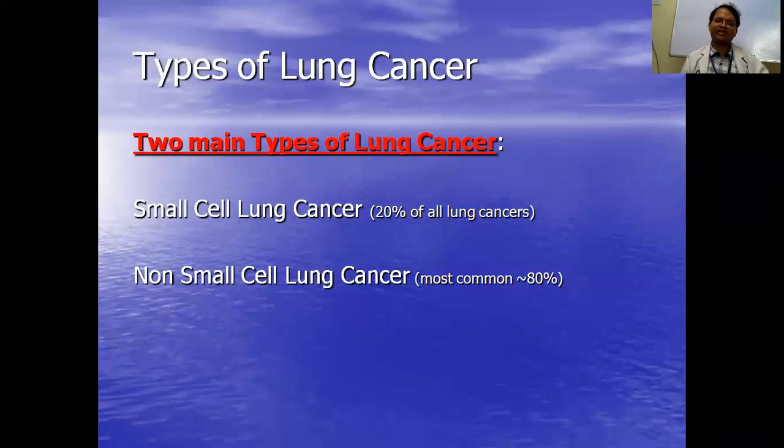Coming to the main types of lung cancer, there are two. One, small cell lung cancer. Other one is non-small cell lung cancer. Small cell and non-small cell. Small cell happens to be around 20% of all lung cancers, and non-small cell carcinoma is the most common type of lung cancer, which happens to be around 80% of the total cases of lung cancers.